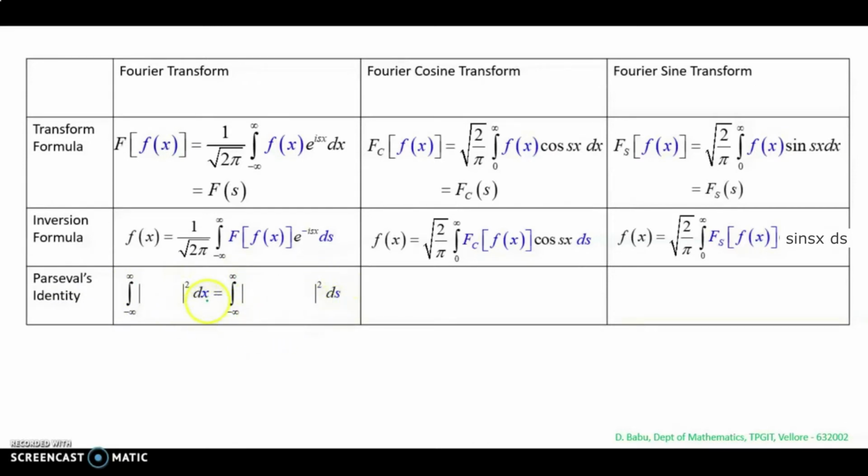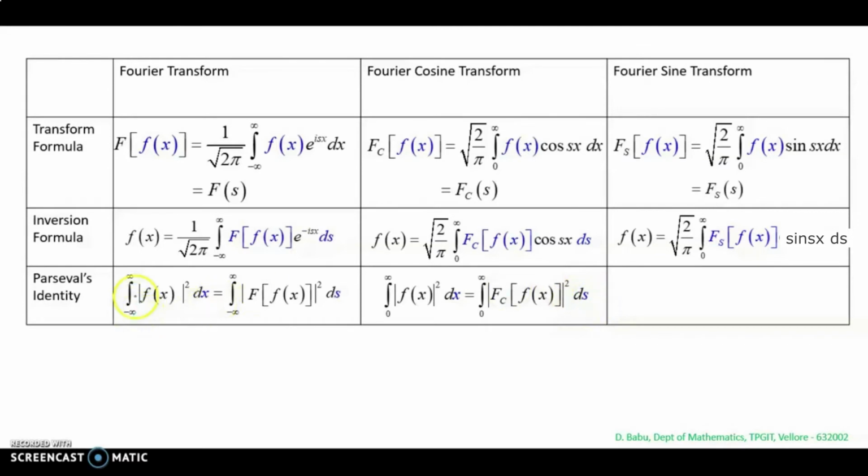Here, on the left-hand side we integrate with respect to x, and on the right-hand side we integrate with respect to s. So for the left-hand side we put f of x, and for the right-hand side we put Fourier of f of x. This is called the partial identity for the Fourier transform. For the Fourier cosine transform, the partial identity is integral from 0 to infinity of modulus f of x whole square dx equal to integral from 0 to infinity of modulus Fourier cosine of f of x whole square ds.